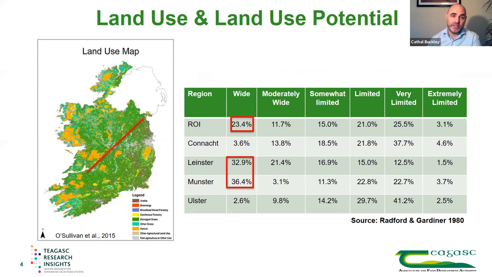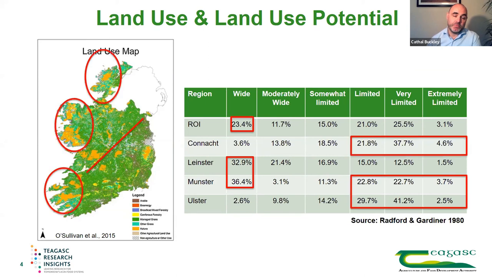The majority of that tends to be in the Leinster and Munster area, south of that line on the map on the left-hand side. You can see on the legend, the arable is brown, and most of the brown is south of that line. I guess a lot of the dairy farms will also be down that land mass. So if there's 23% with no limitation, the other 77% has some limitation, and some of it is very limited in what we can do with it.